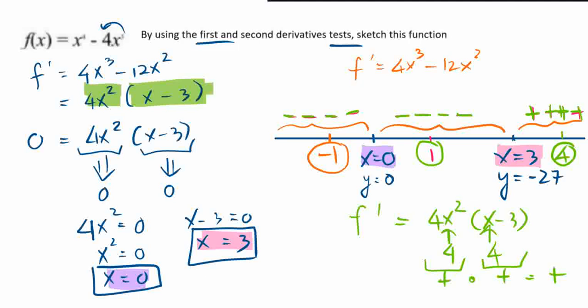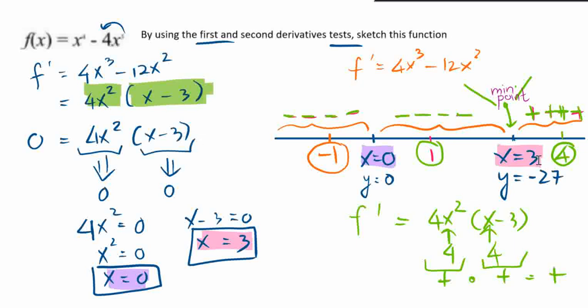Now we get this: negative, negative, positive. Now we know for the first derivative, when there's a change from negative to positive, this point we call the minimum point. So this point is the minimum point, x equals 3.